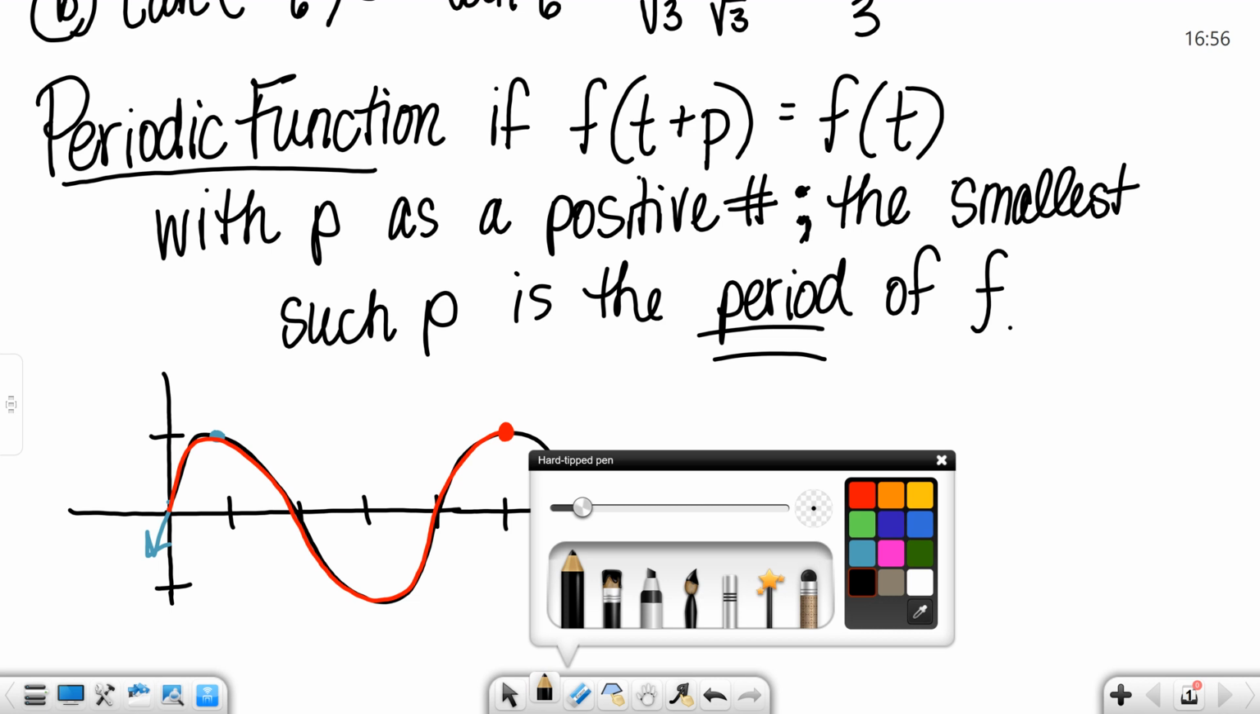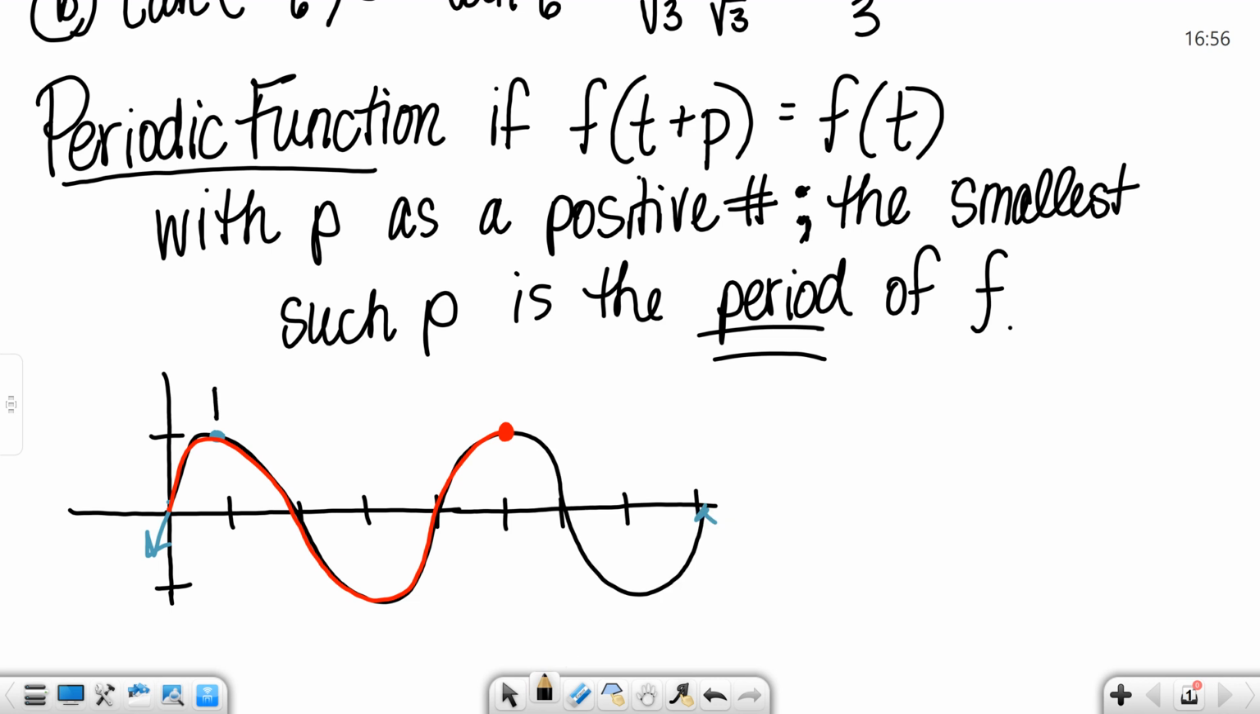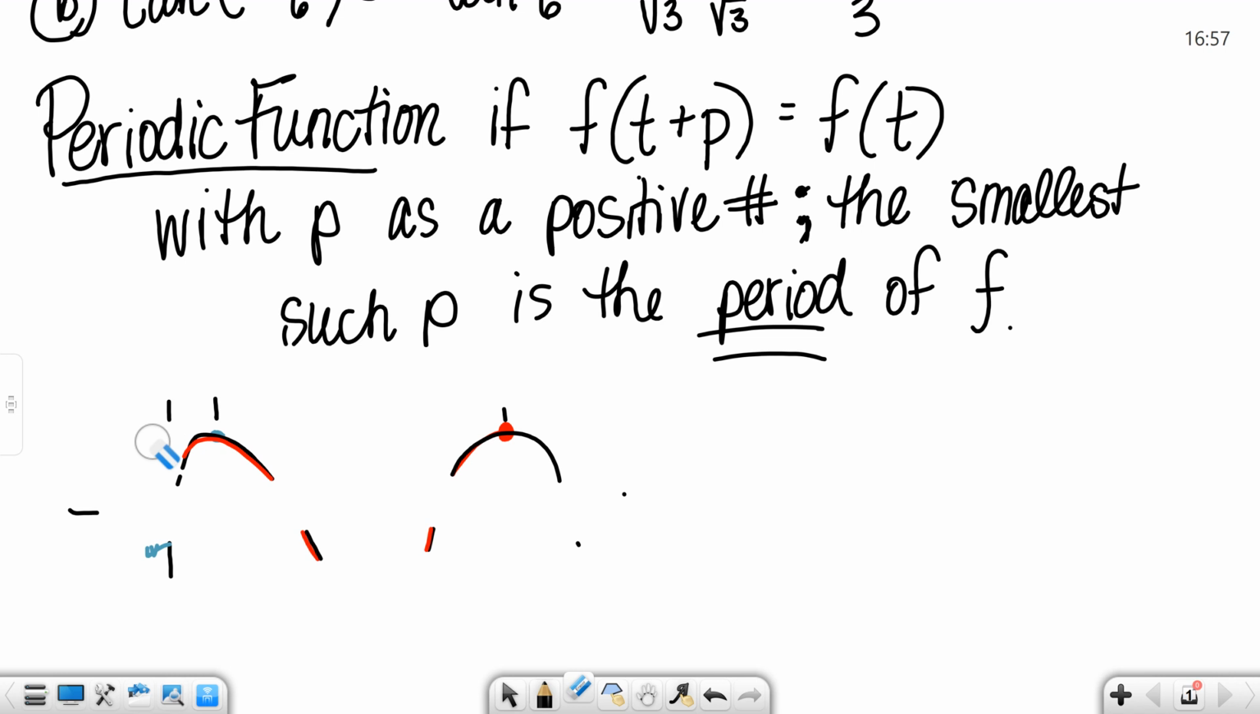And so the p value that I'm telling you right here, p is how far it is from right there to right there. That's what p is. How far before it repeats itself. Now, you do not have to know how to stretch this out, so I'm going to erase it. Just wanted to give you some sort of visual.